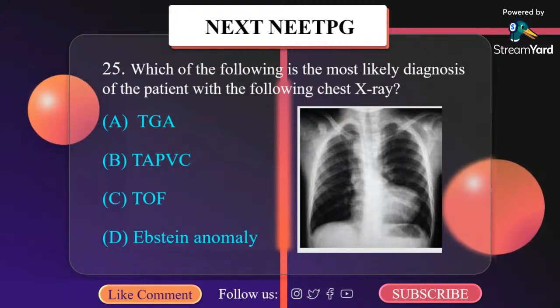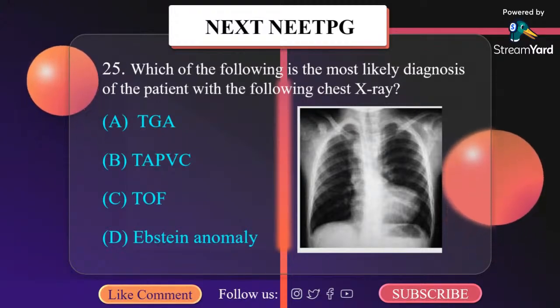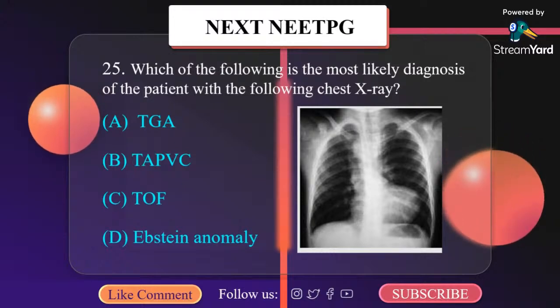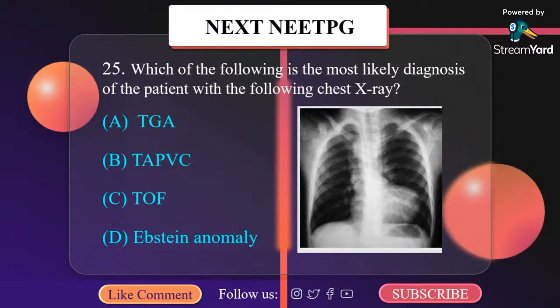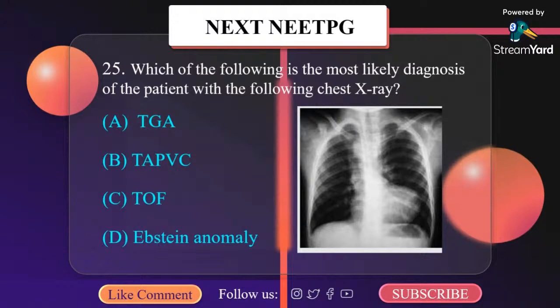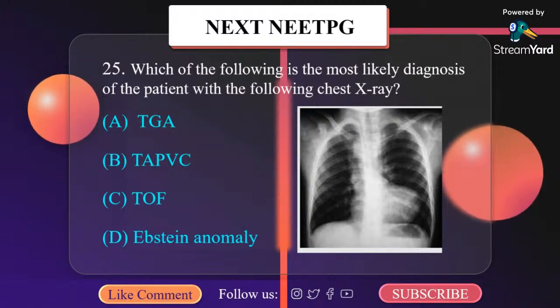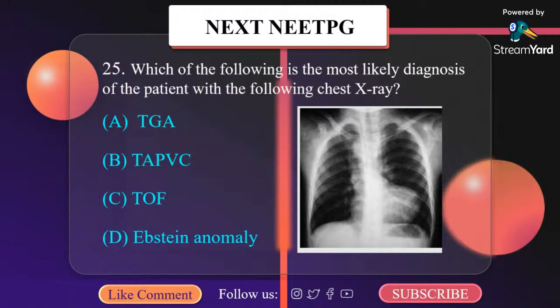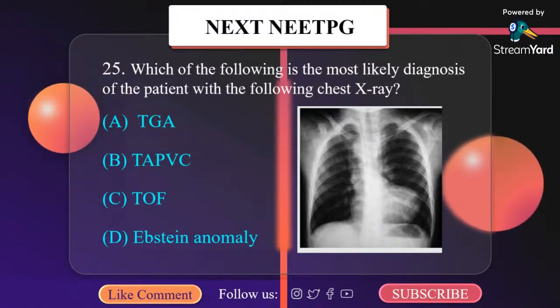Now what about TAPVC? In TAPVC, you will see an enlarged heart and a figure of 8 or snowman appearance. What about Ebstein anomaly? In Ebstein anomaly, you will see a box-shaped heart. So the correct answer here is C, tetralogy of Fallot.